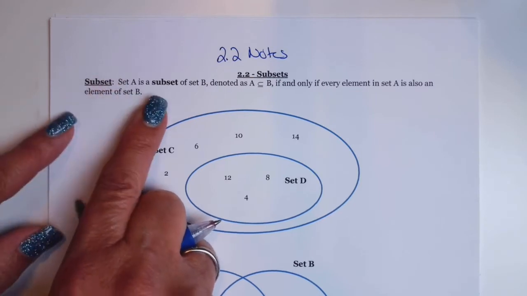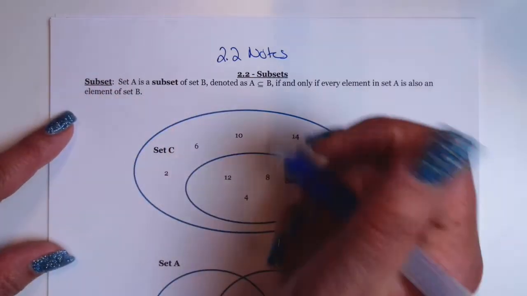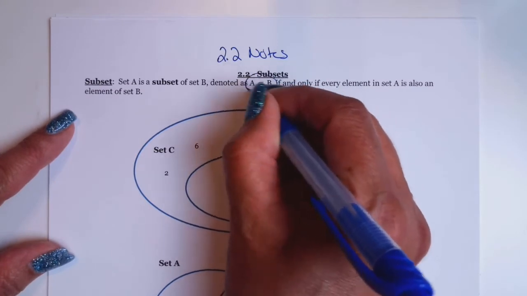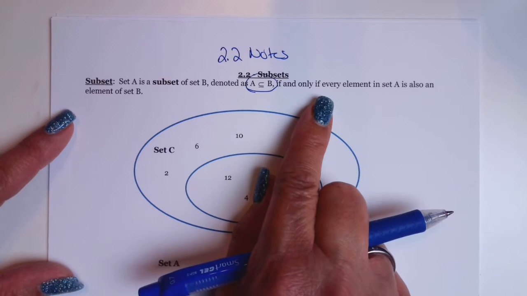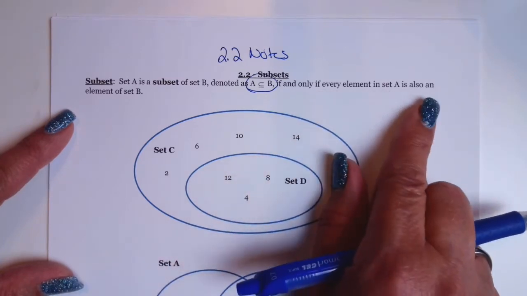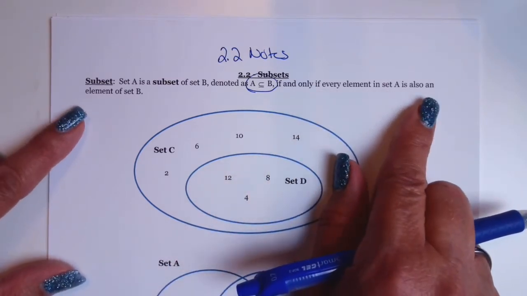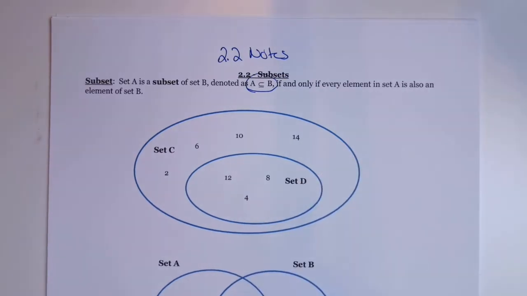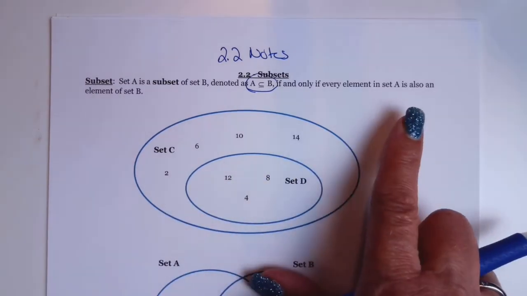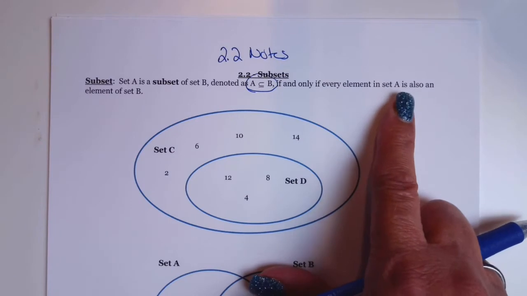So set A is a subset of B, denoted as, this is how you denote it, if and only if every element in set A is also an element in set B. So every single element in the subset has to be an element in the set.